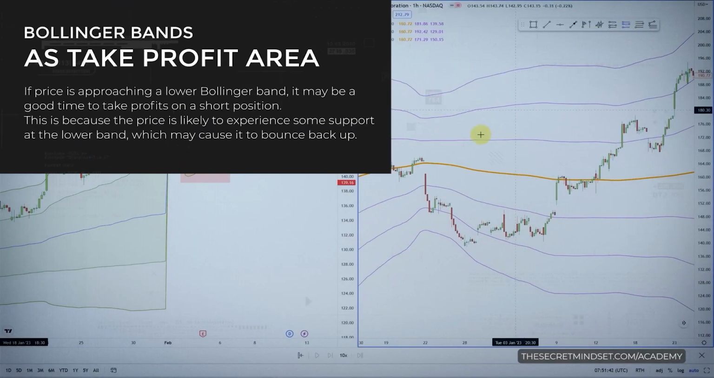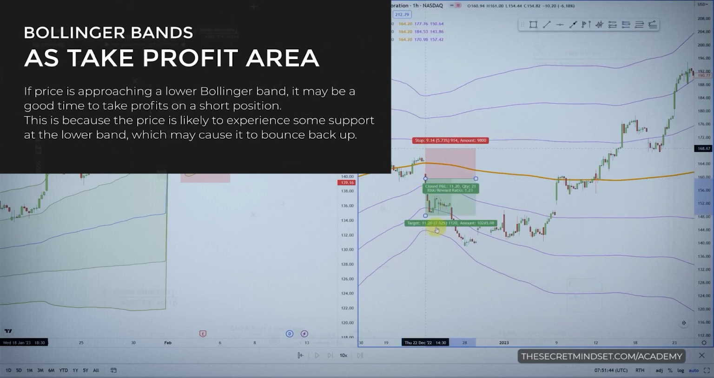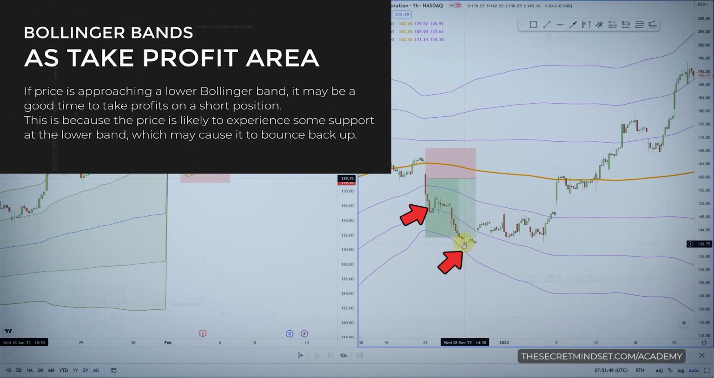Similarly, if price is approaching a lower Bollinger Band, it may be a good time to take profits on a short trade. This is because the price is likely to experience some support at the lower band, which may cause it to bounce back up.